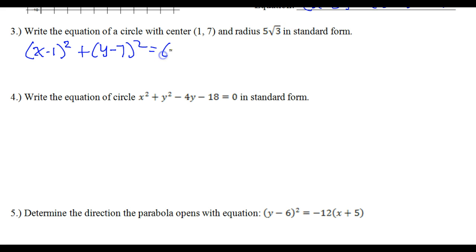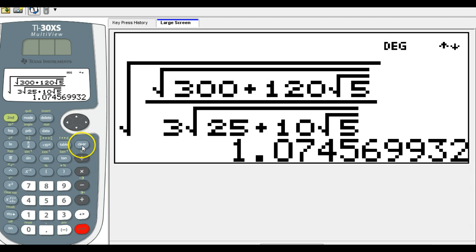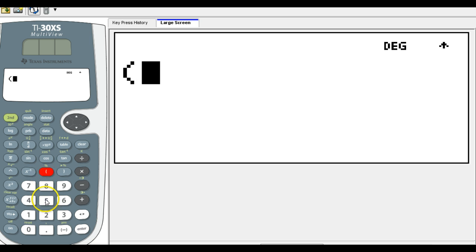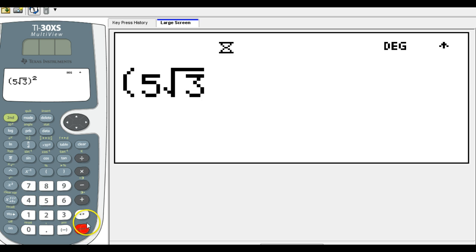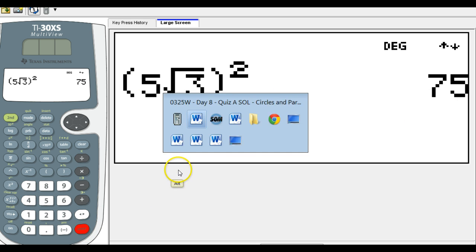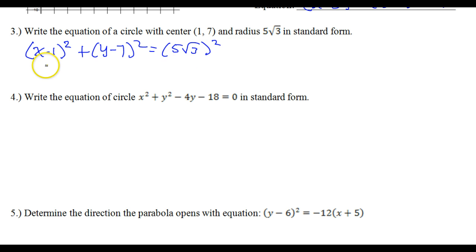Now it's got to be the radius squared. If you're going to trust your calculator to do this, you have to use parentheses. Okay? 5 radical 3, squared, in parentheses. 5 radical 3 squared is 75. If you didn't use parentheses, you got the wrong answer. So that's why the final answer is x minus 1 squared plus y minus 7 squared is equal to 75.